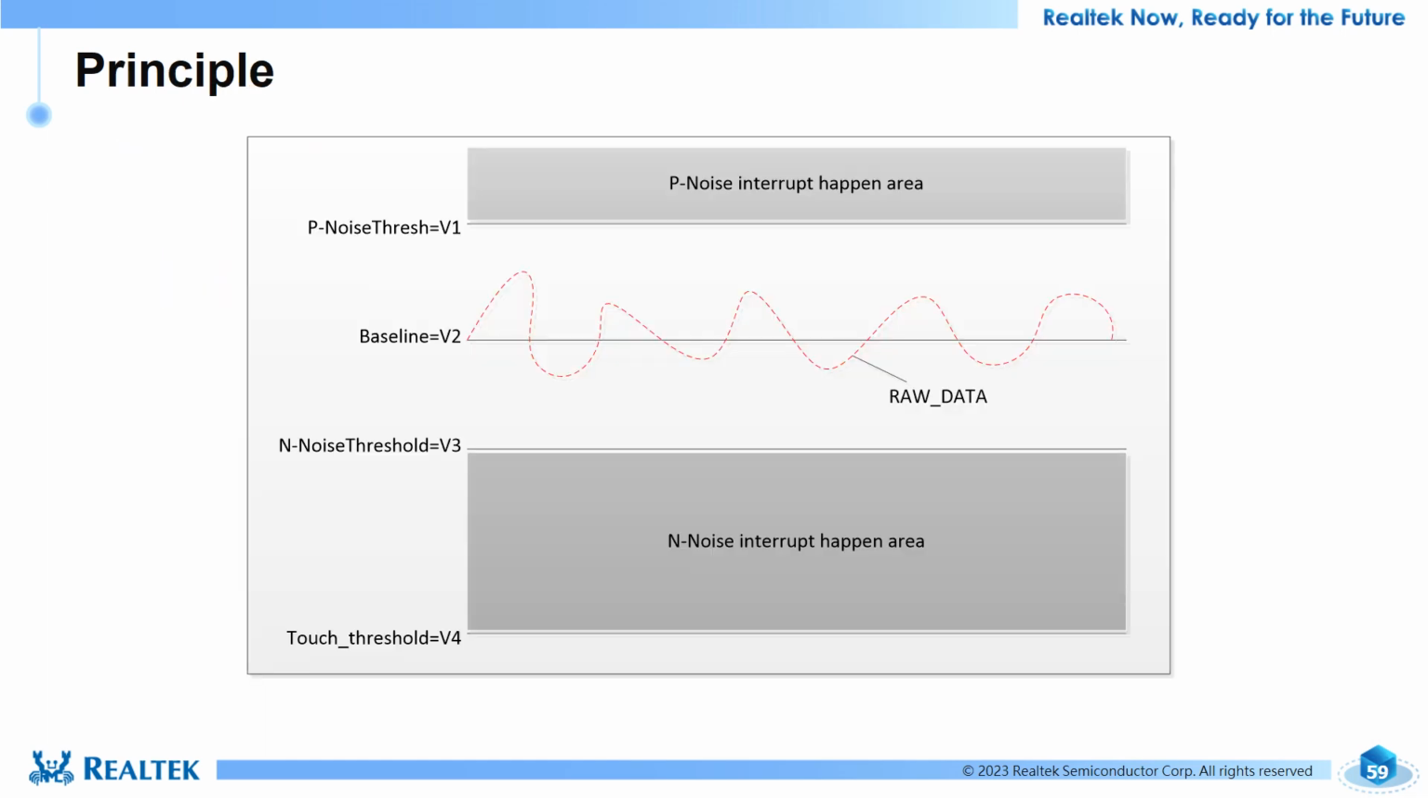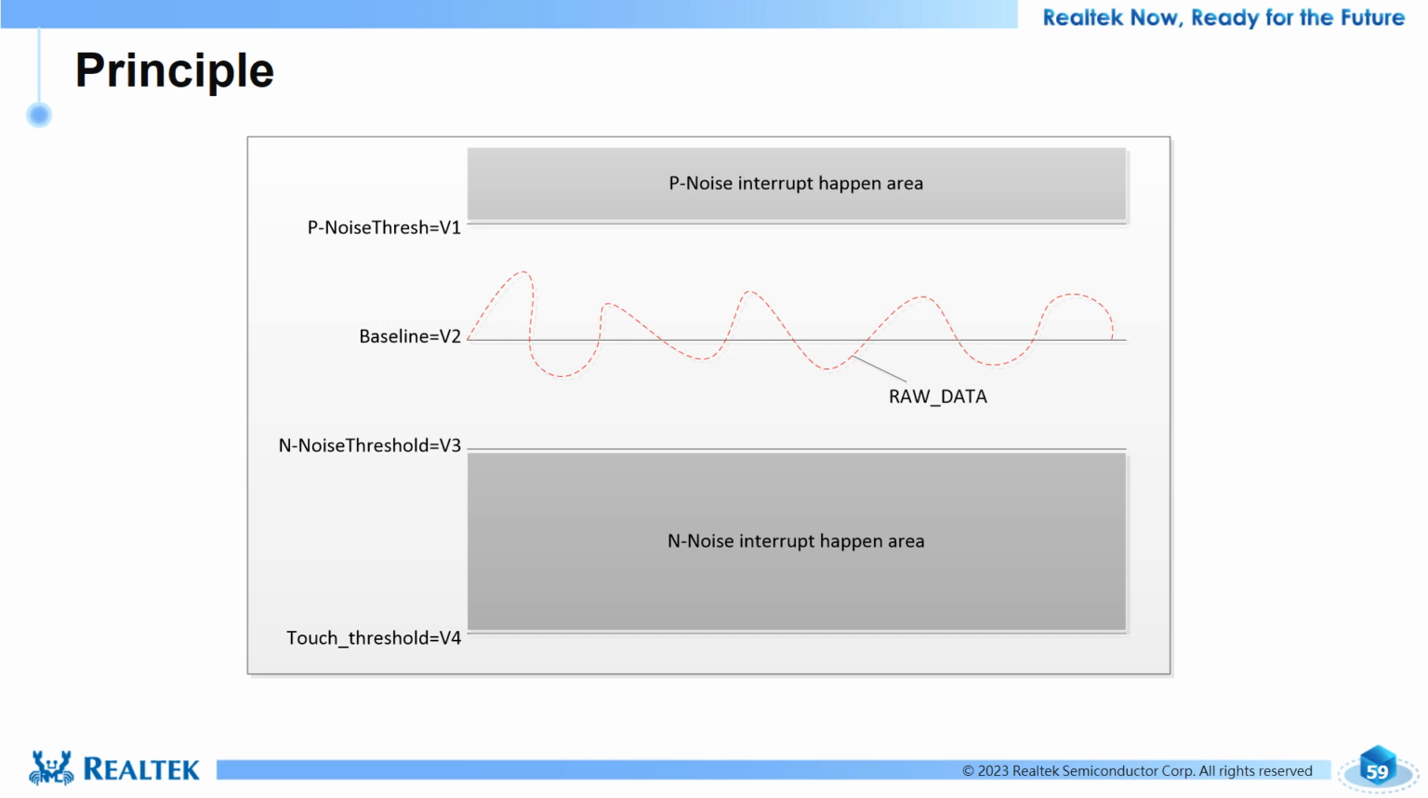The schematic diagram of CapTouch detection is shown in the figure below. CapTouch uses the ADC on the IC to collect raw data. CapTouch has P noise threshold, N noise threshold, baseline and touch threshold. Touch threshold is divided into difference threshold and absolute threshold. When the ETC function is enabled, the difference threshold is used to judge the touch state.